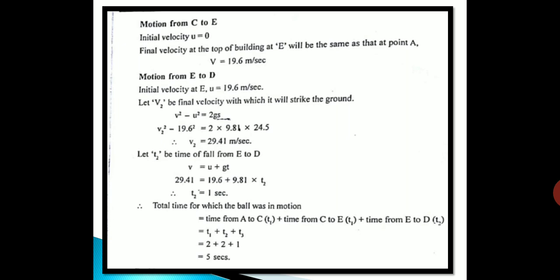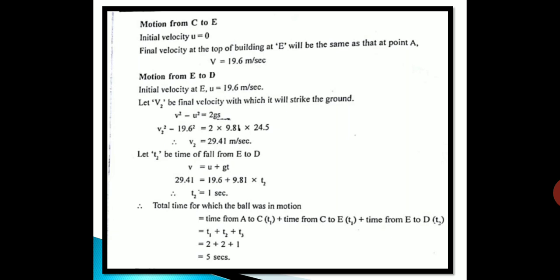Now next, motion from E to D, that is top of the building to the ground. So here at point E, which is the initial point, the initial velocity is 19.6, and let V2 be the velocity with which the ball will come down and strike the ground. Using the equation v square minus u square is equal to 2gs, here v square is V2 square, which we have to find. U square is the initial velocity at point E, which is 19.6, g is 9.81, and s is the distance to be covered by the ball, which is the height of the building, 24.5. From this we get the value of V2 as 29.41 meters per second. So the velocity with which the ball strikes the ground is 29.41 meters per second.